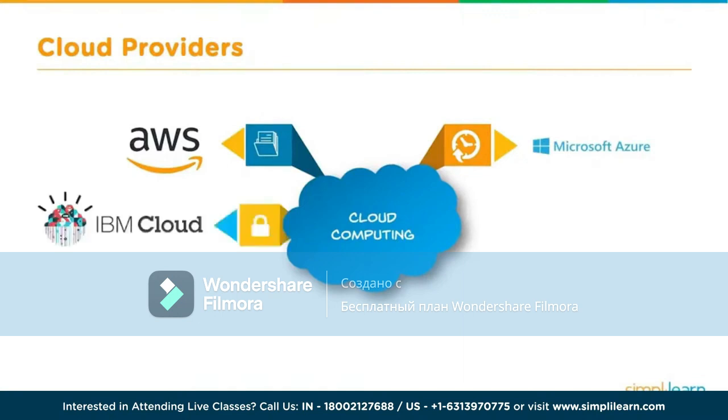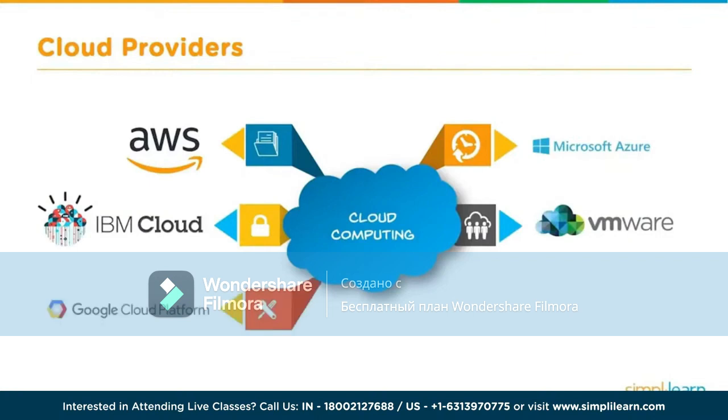IBM Cloud is a cloud computing service offered by IBM. IBM Cloud includes infrastructure as a service, software as a service, and platform as a service. Now, the difference here is that it offers them through public, private, and hybrid cloud delivery models. VMware, on the other hand, is a subsidiary of Dell Technologies and provides cloud computing and platform virtualization software and services. It was the first commercially successful company to virtualize the x86 architecture.